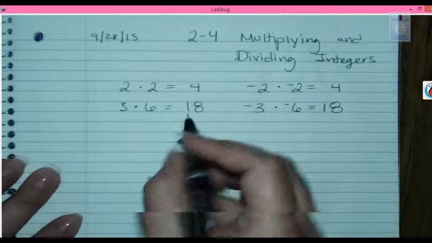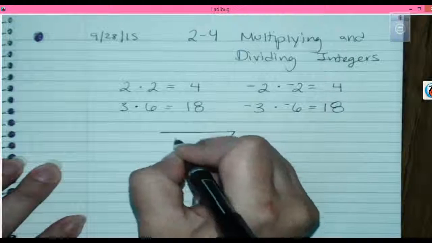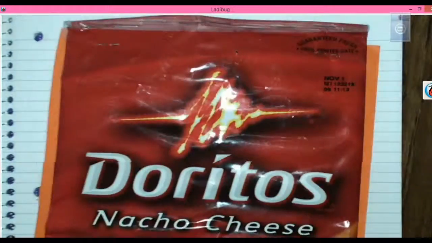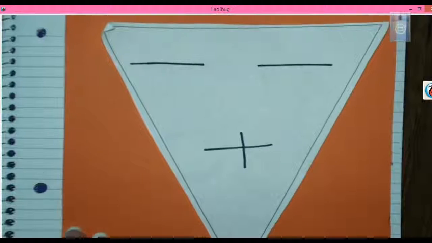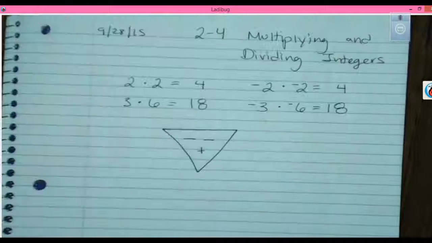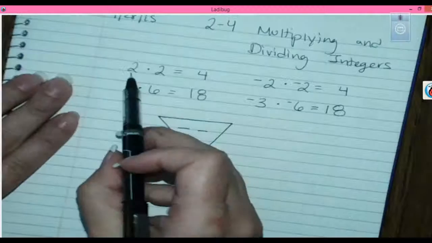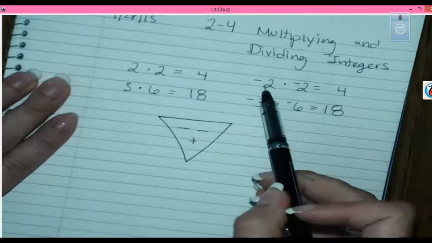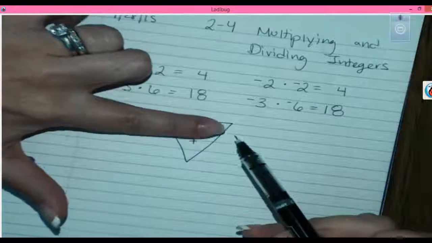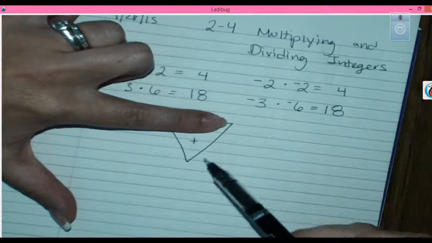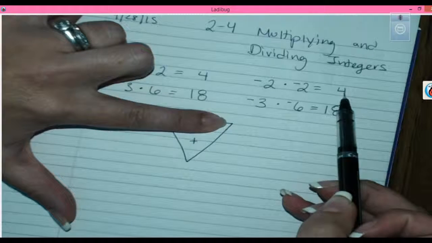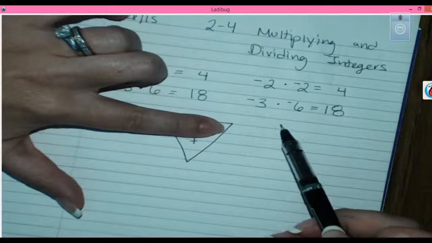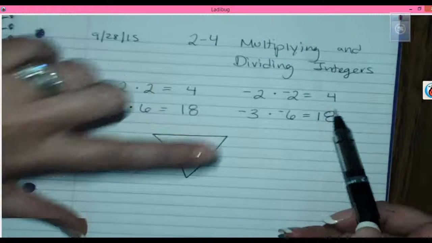So if we use Mr. Dorito right here, Mr. Dorito from our Doritos bag. So this is what we have on the wall, and now you know why. So if we use Mr. Dorito, now we know that a positive times a positive equals a positive. Now if we have a negative times a negative, we can use Dorito. If we cover its eyes, we cover both negatives, what are we left with? Positive. Negative 3 times negative 6, we cover both eyes, what are we left with? Positive 18.